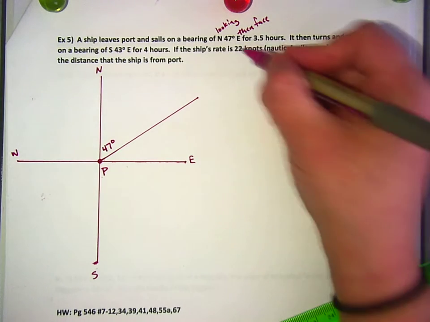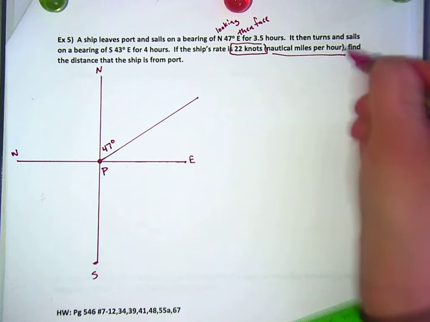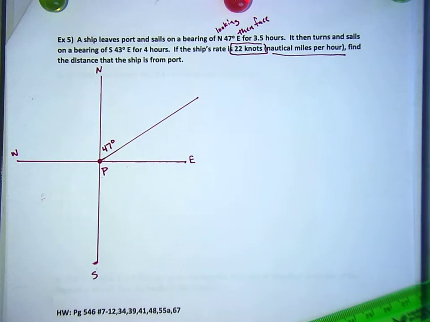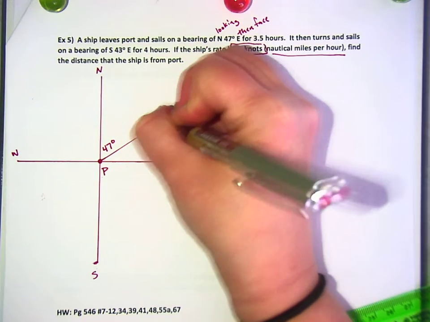But it also says right here that the ship's rate is 22 nautical miles per hour. So I guess we could figure out how far it went, right? 22 times 3.5. Put it in your calculator, 22 times 3.5. All right, so this is 77 miles. It went in this direction.